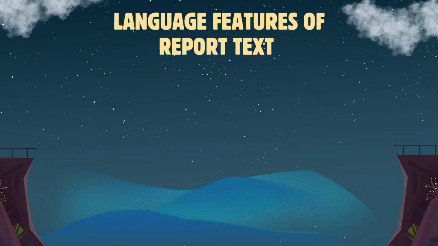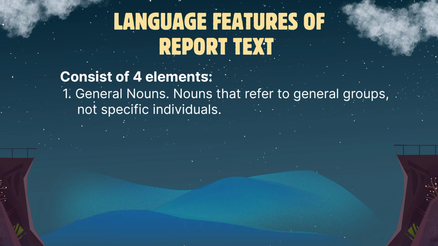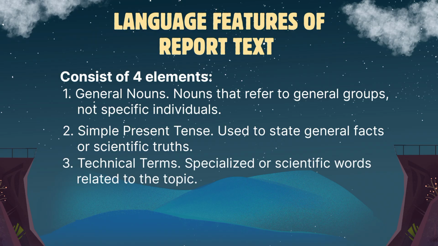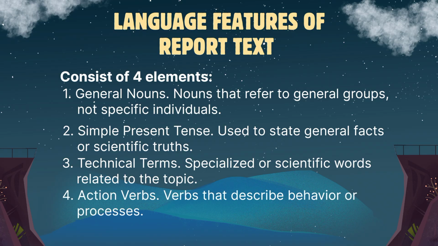Language features of report text. The language features of report text consist of 4 elements. 1. General nouns. Nouns that refer to general groups, not specific individuals. 2. Simple present tense, used to state general facts or scientific truths. 3. Technical terms, specialized or scientific words related to the topic. 4. Action verbs, verbs that describe behavior or processes.